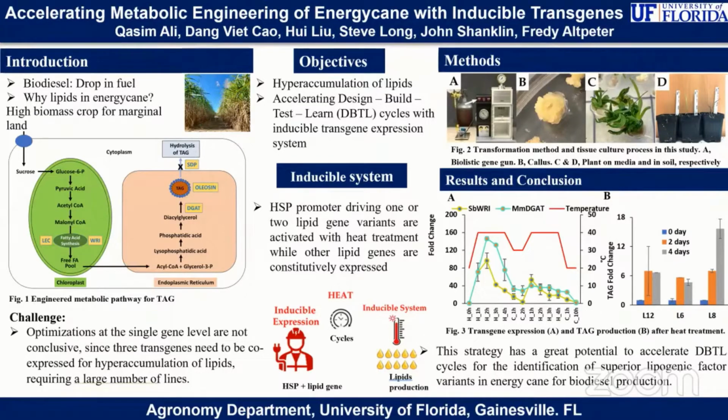Results. Our results showed that energy cane can tolerate the induction of lipid genes with heat shock promoter with multiple cycles of heat treatment at 40 centigrade without necrosis. Figure 3a, this graph shows a time course experiment of heat treatment that upregulates the gene expression of 2 important lipid genes, DGAT and Wrinkle1, from 96-fold to 150-fold.